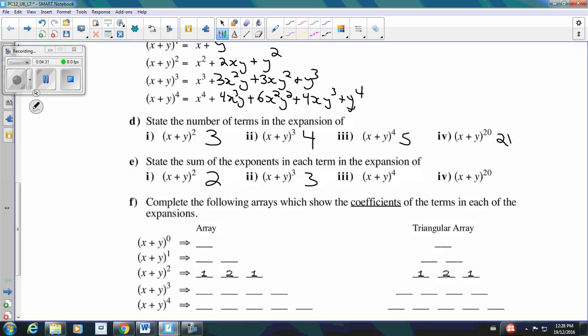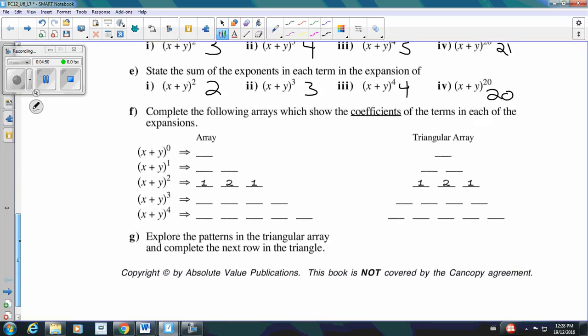Here, x plus y to the 4, well, we have x to the 4, that adds to 4. X cubed, y to the 1, if we add those exponents, it equals 4. We notice they all equal 4. So in this case, we see that the sum of the exponents is equal to what the exponent was. So x plus y to the 20 would have 20.